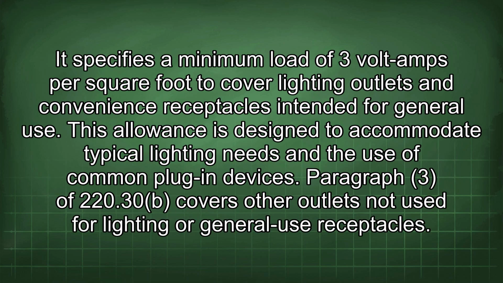It specifies a minimum load of 3 volt amps per square foot to cover lighting outlets and convenience receptacles intended for general use. This allowance is designed to accommodate typical lighting needs and the use of common plug-in devices. Paragraph 3 of 220.30 covers other outlets not used for lighting or general use receptacles.